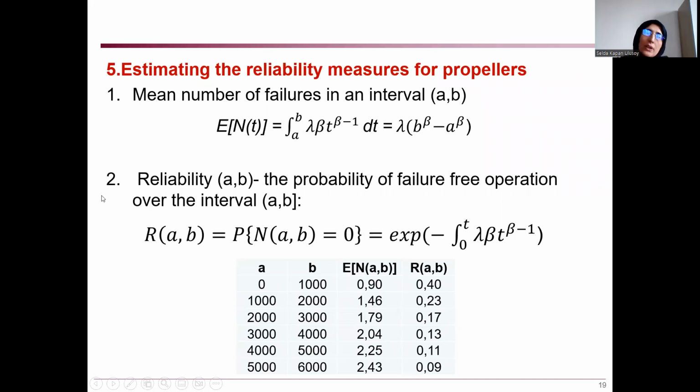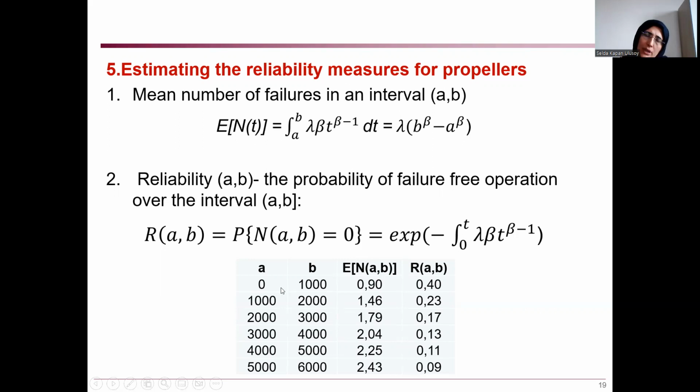The second reliability measure is the reliability of the system over an interval AB. How are we going to find this? Here we have to notice that reliability is the probability of failure-free operation during the interval AB. So we can write reliability AB as the probability of zero failures occurring in the interval AB, and we can find this probability using the Poisson distribution.